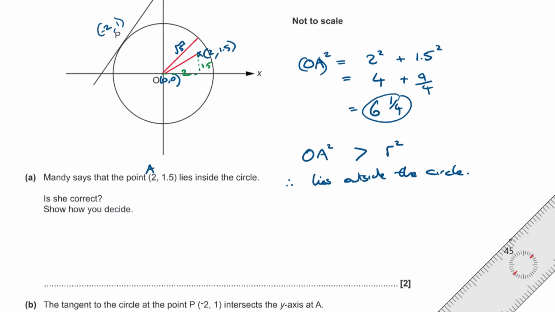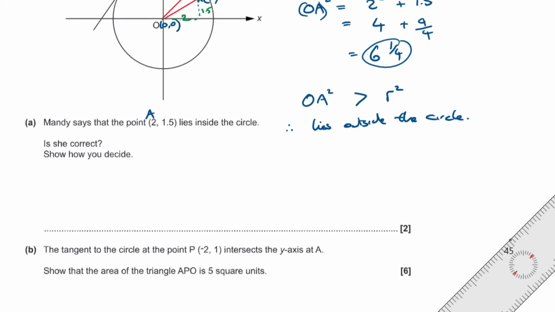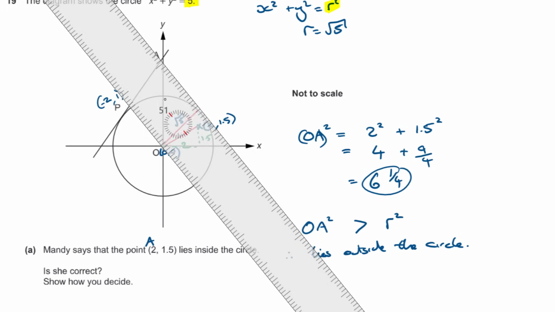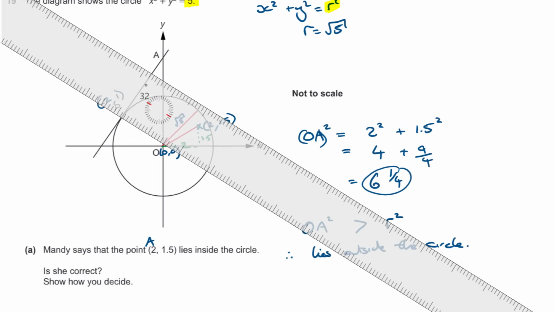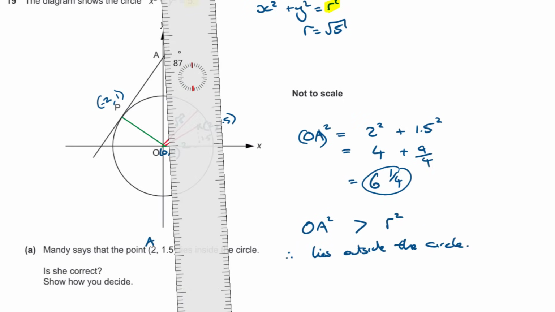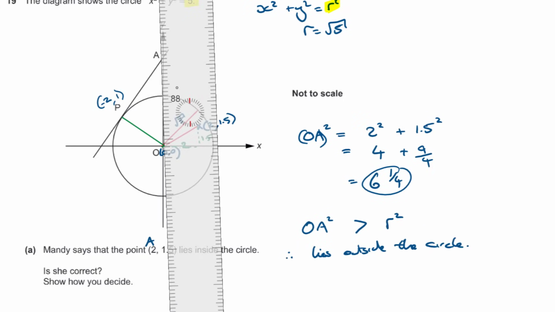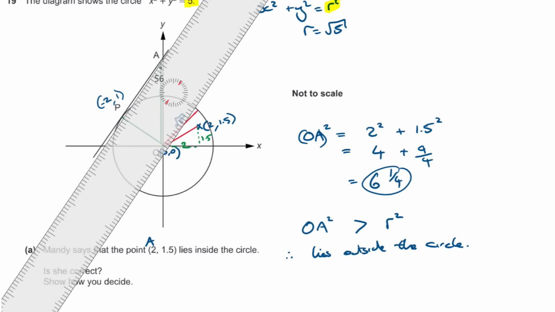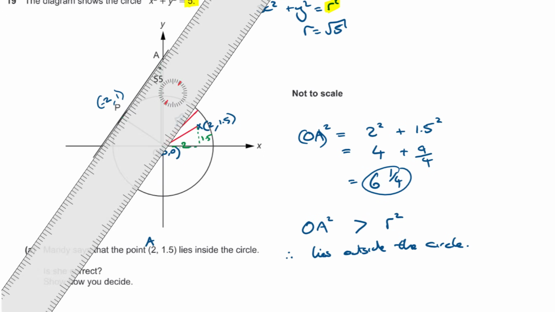What do we want? We need the triangle APO. So from P to O, let's just draw that line in. Let's just draw this triangle actually. So we want this triangle that comes from here and then from O to A, and then A back to P again. What sort of triangle is it? Can you see?